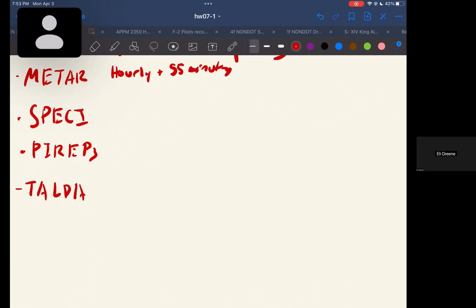Let's look at, well, does anyone have questions about METARs? For the test, we are going to have to end up reading a METAR.